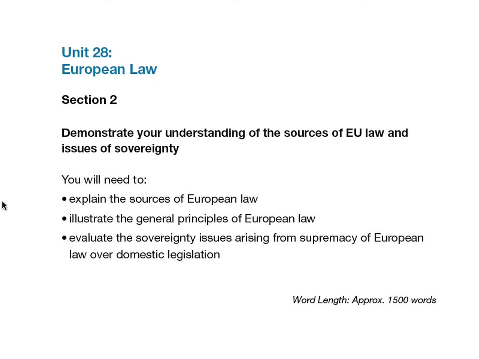Section 2. For bullet point 1, you need to explain and describe the sources of European law, such as treaty provisions, regulations, directives and decisions made by the various institutions, including those that you have mentioned in Section 1. General principles are rules developed by the European Court of Justice, which, whilst not expressly presented in all EU legislation, are accepted as underlying principles. They include, for example, the principles of fundamental human rights, proportionality and legal certainty, and you'll need to explain what these are and the importance of them.